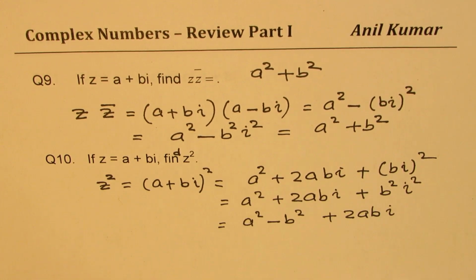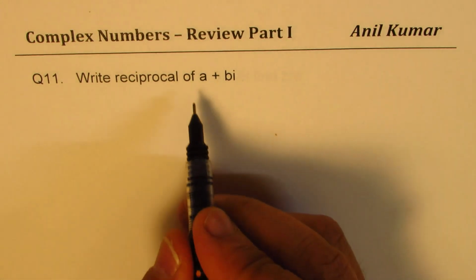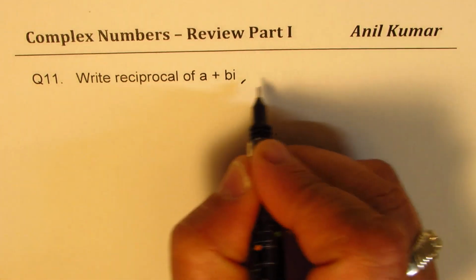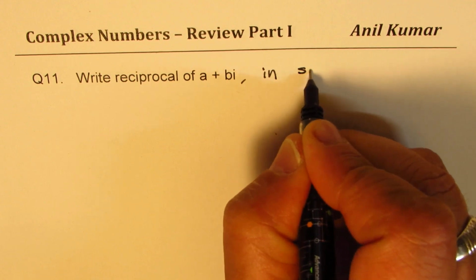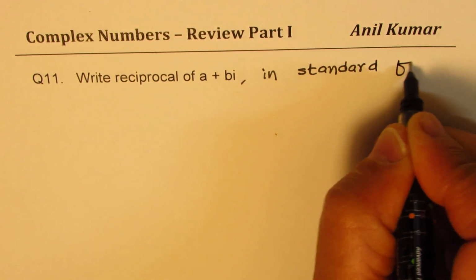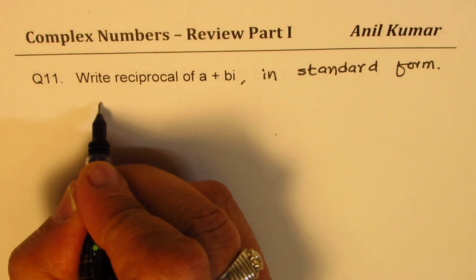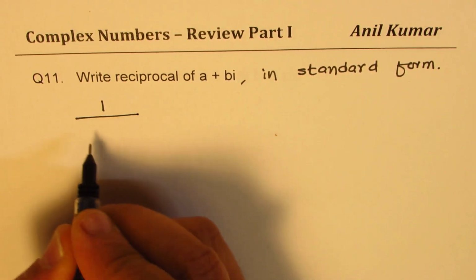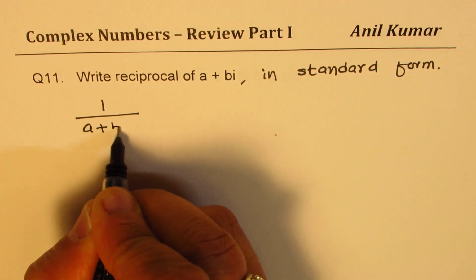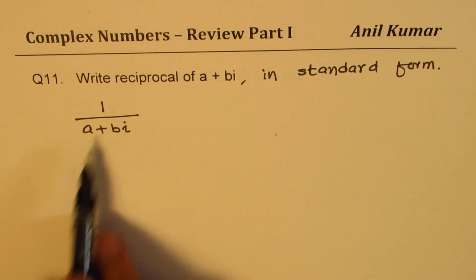So we are almost at the end now. Here is question number 11. Now we need to find the reciprocal of a plus bi. Let me write in standard form. Okay. So reciprocal means what? Reciprocal means 1 over a plus bi. Does it make sense? So that is the reciprocal. This is what we have to find.